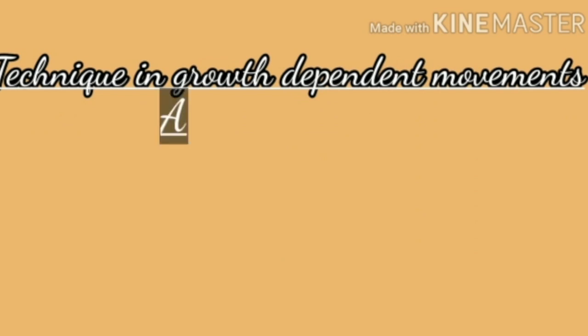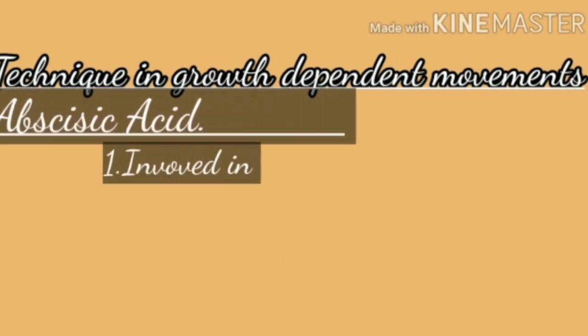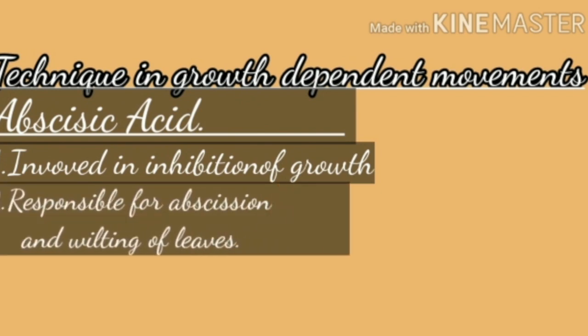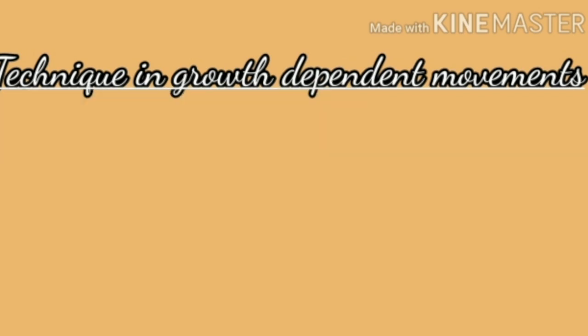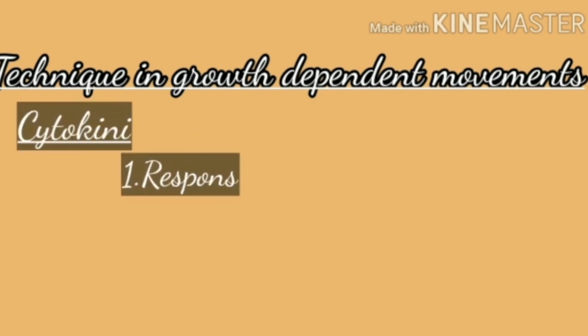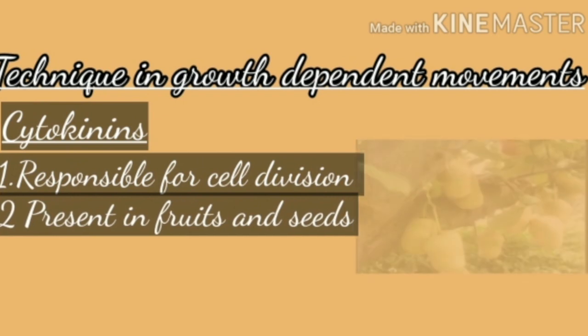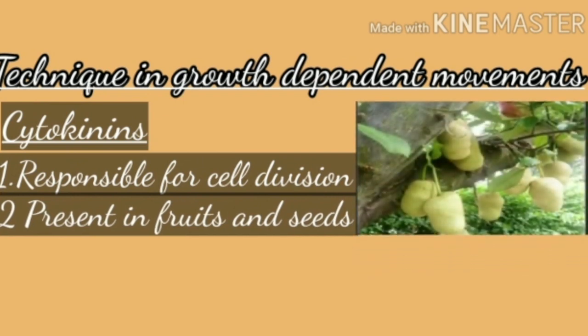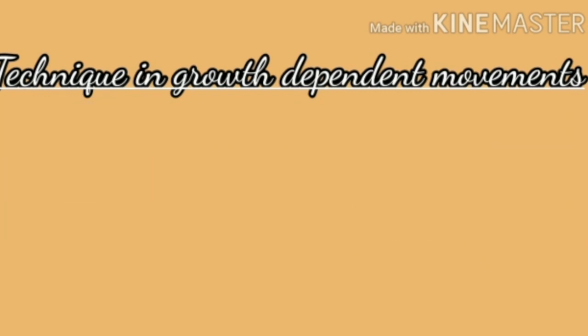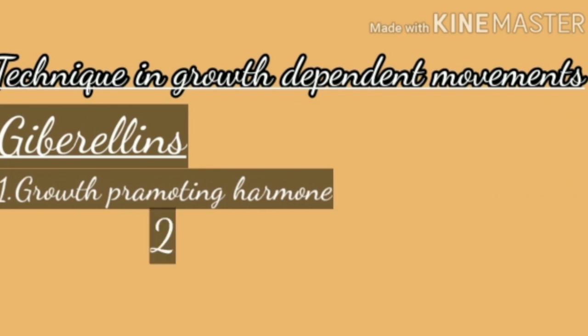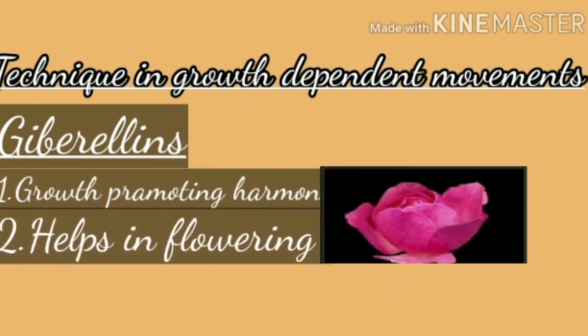Next comes abscisic acid. It mainly works in inhibition of plants. It is responsible for abscission or wilting of leaves. Next hormone, cytokinin. It is responsible for cell division in plants. It is mainly present in areas of high cell division like in fruits and seeds. Next is gibberellin. It is also a growth promoting hormone like auxin. It helps in flowering of plants.